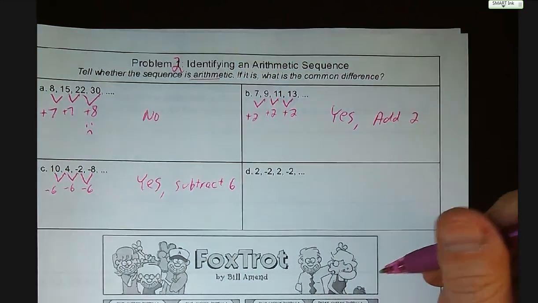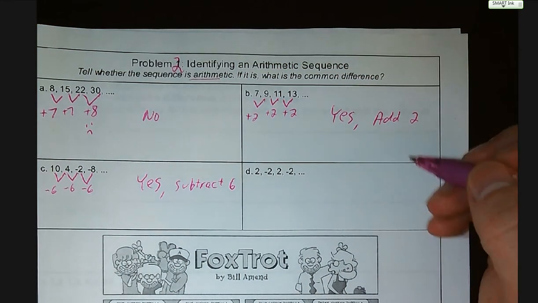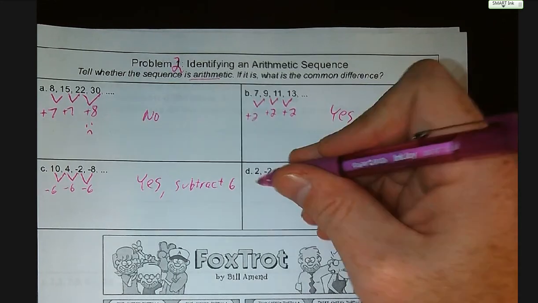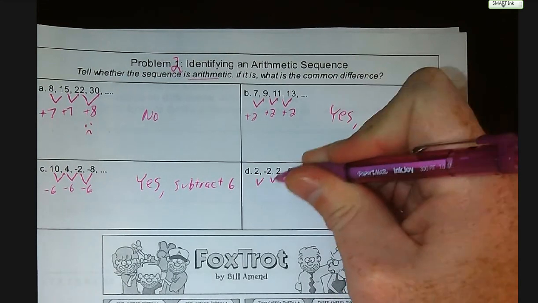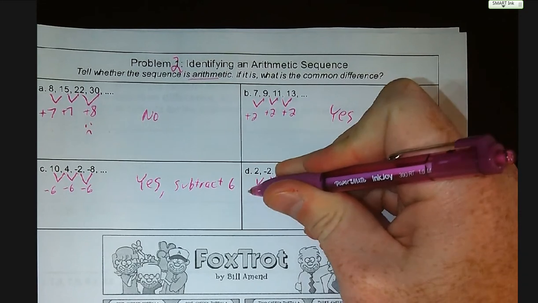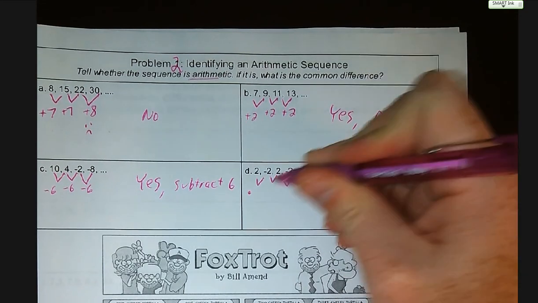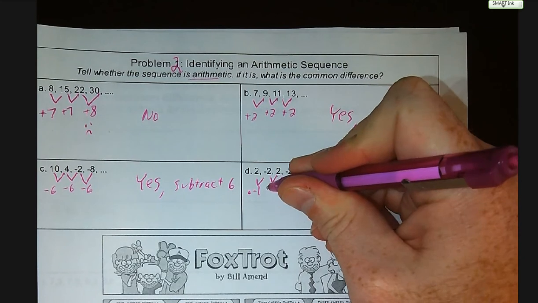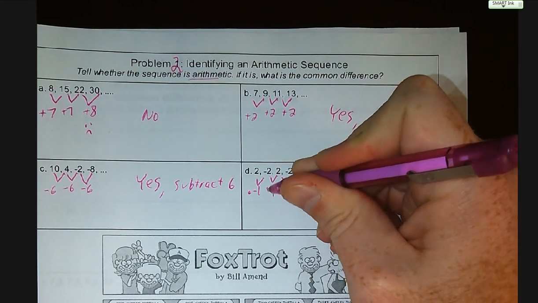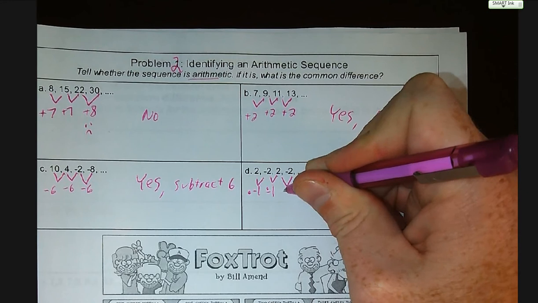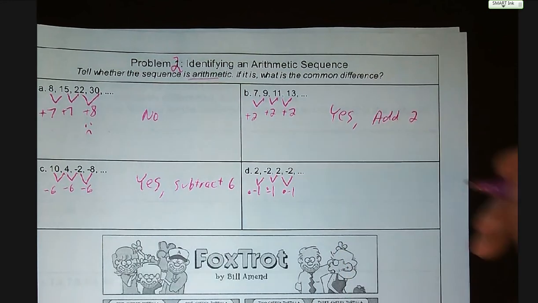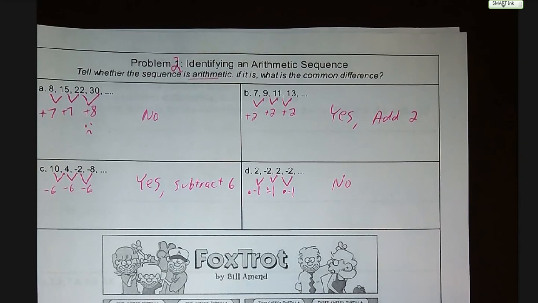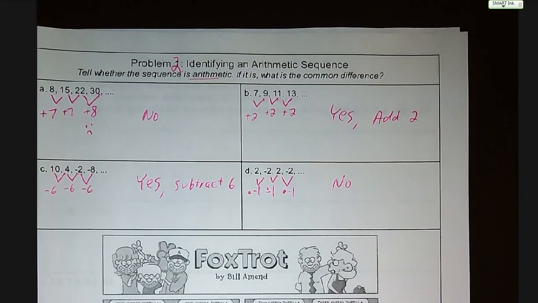All right, now this last one's a little weird. We're kind of bouncing around from 2, -2, back to 2, and then back to -2 again. So to go from 2 to -2, we would multiply that by a -1. To go from -2 to 2, we would also do another -1. And then same with the last one. We're still multiplying by a -1 for all 3 steps. So this one does not have a common difference.